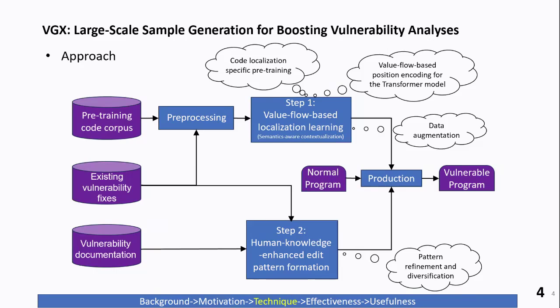So we do all of that, but now we want to be able to predict the vulnerability injection location more precisely. We want to teach the model to learn something about code semantics. One idea to learn the code semantics with respect to the injection location is what we call value flow based localization learning.